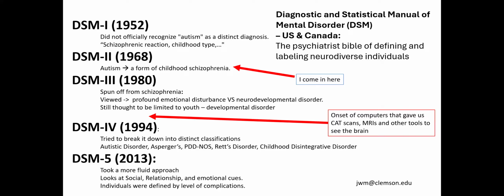In the 80s, they spun it off from schizophrenia. In '94, they started classifying it. They said, okay, this looks like its own unique phenomenon with a couple of different branches. So they branched it off. But by 2013, with all of the brain scans they had done, they finally realized, oh, wait, this is one big fluid phenomenon where things just blur from one end to the other.